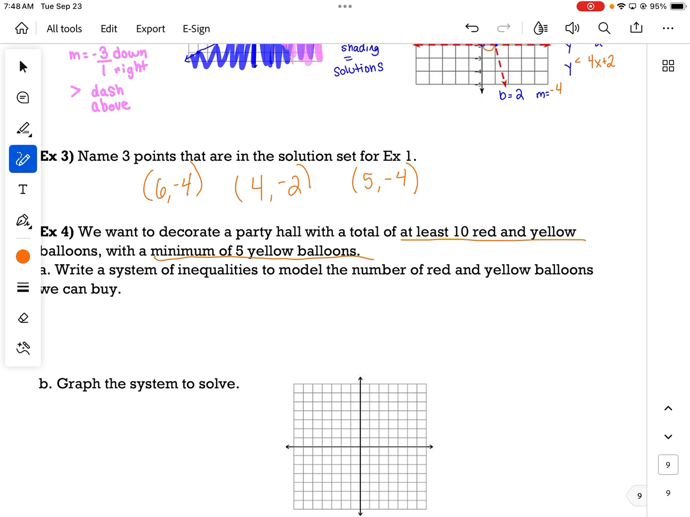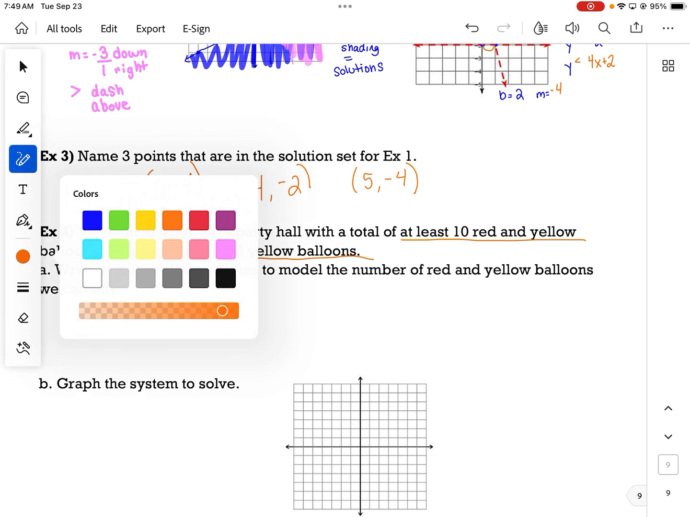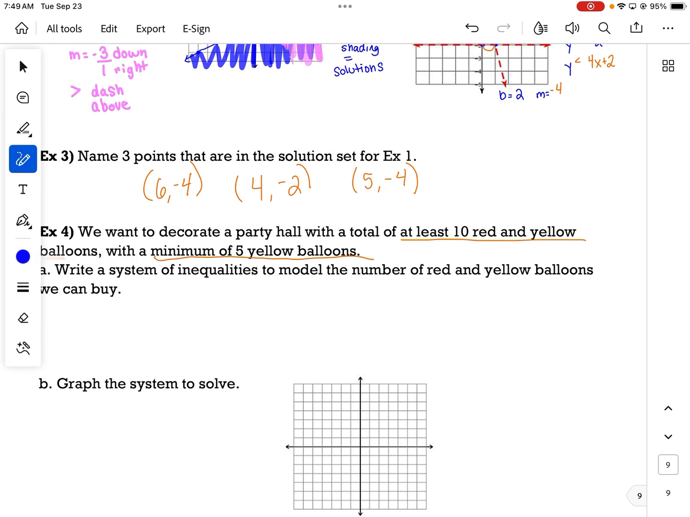All right. So what if we have 5 balloons? We have 10 total. How many red balloons would we have? 5. So as long as they add up together to be 10 and you have at least 5, then those would be solutions. So now we'll write it mathematically. So let's see. So at least 10 with red and yellow.